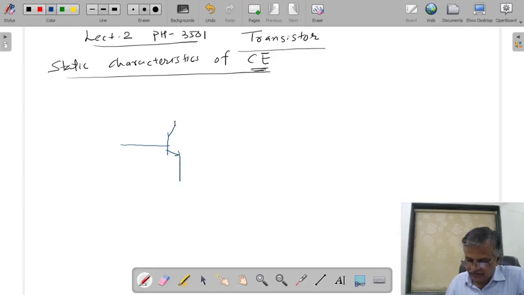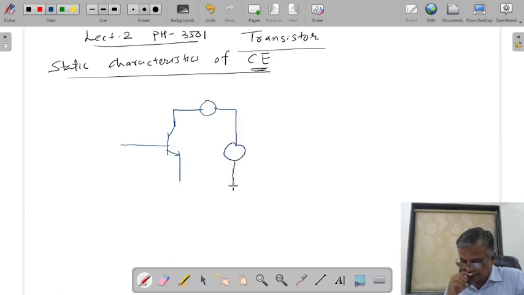Look here, what do characteristics mean? Characteristics means the relation between output current and output voltage for a different value of the input current. The relation between the output current and output voltage. So this is your output section. In this output section I am writing collector current. This is your collector emitter voltage. Already you know, this is your emitter, this is your base, this is your collector.